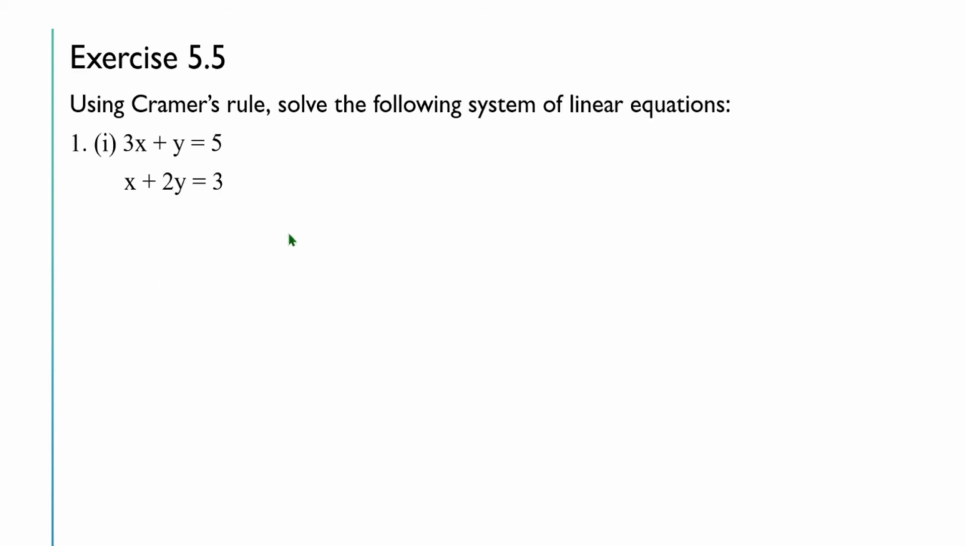Now we will see the problems. These problems I have taken from exercise 5.5 from chapter 5 determinants of the book Class 12 Applied Mathematics by M.L. Agarwal. Using Cramer's rule, solve the following system of linear equations. So the first one is first subdivision 3x plus y equal to 5 and x plus 2y equal to 3.